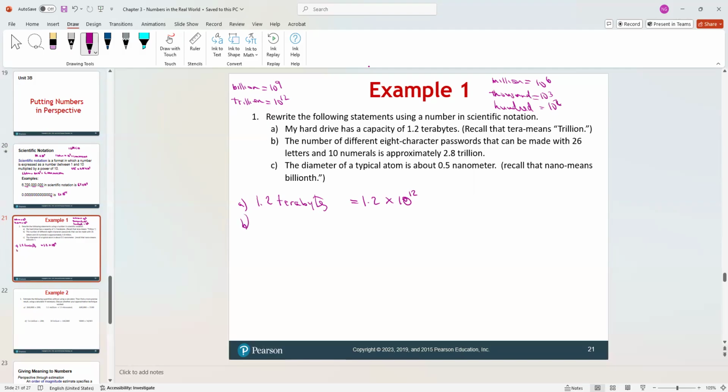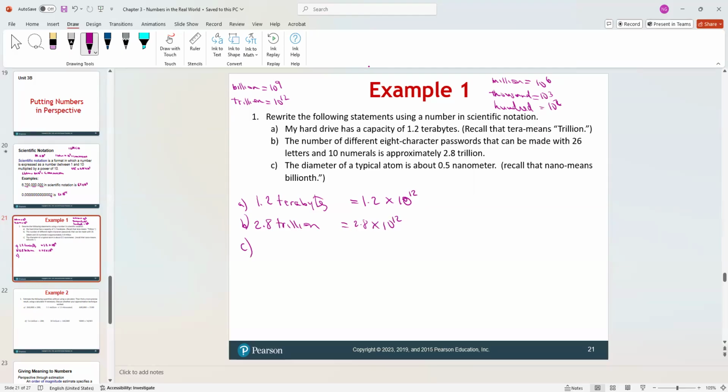For B, we said that the number of different 8-character passwords that can be made with 26 letters and 10 numerals is approximately 2.8 trillion. So we need to express 2.8 trillion. That would be 2.8 times 10 power 12. But remember, the first digit cannot be two digits, all right?